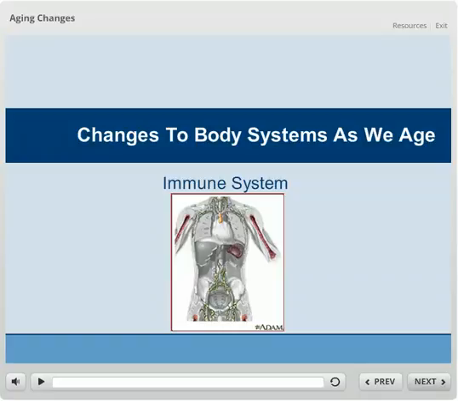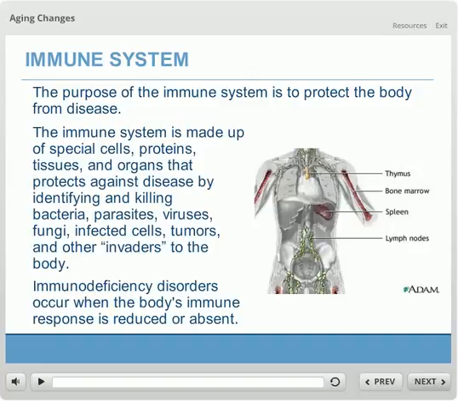Changes to body systems as we age, immune system. The purpose of the immune system is to protect the body from disease. The immune system is made up of special cells, proteins, tissues, and organs that protects against disease by identifying and killing bacteria, parasites, viruses, fungi, infected cells, tumors, and other invaders to the body. Some of these are shown in the diagram on this slide. Immunodeficiency disorders occur when the body's immune response is reduced or absent.